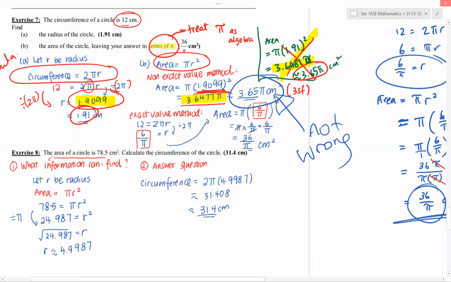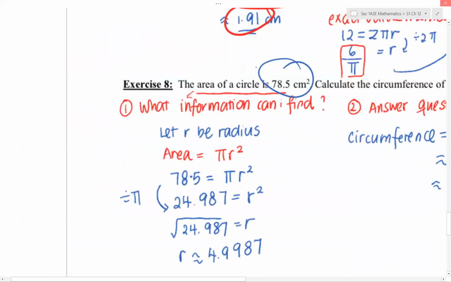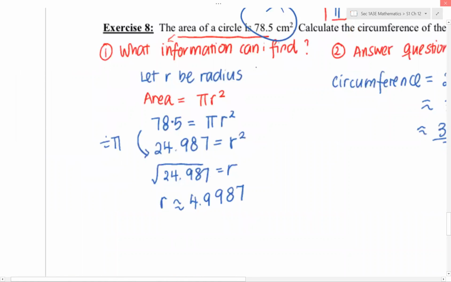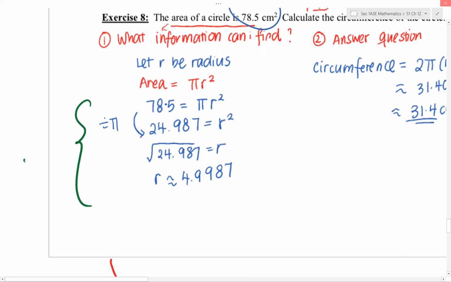So exercise 8, we've got the area of a circle given. From the area of a circle, ask yourself, what can you find? You can find the radius. Let the radius be r. That's a bit of our algebra again. So area is pi r squared. Do your manipulation. This portion, manipulation.